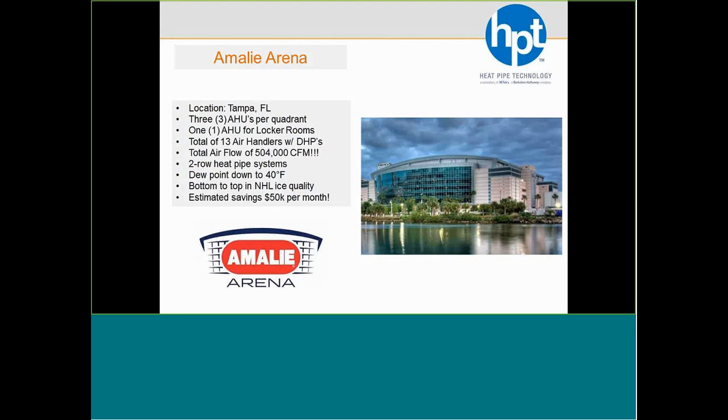Finally, I just want to talk about a couple of cool case studies. One is here in Tampa. It's the Amalie Arena where the Lightning play. So several years ago, this is going to be shocking, but Tampa was known for having some of the worst ice quality in the NHL. Who would have thought? So they wanted to do something about that.